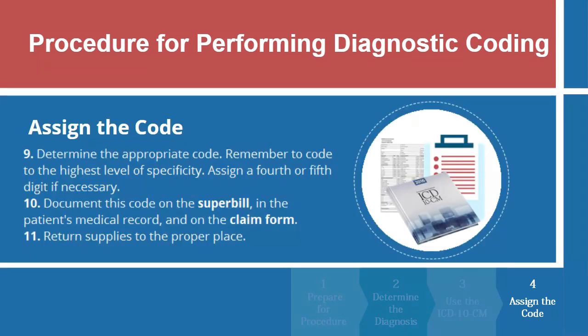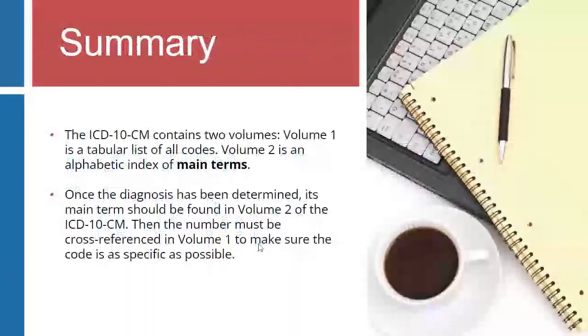Assign the code, which you're going to enter on the claim form, okay? Now this here is saying document this code on a super bill in the patient's medical record and the claim form. This is for those instances where you have to fill out the super bill, okay? So again, perfect scenario, the provider has already filled that out, all right? And then you're going to write that information on the claim form. And again, you guys know the claim form is what we fill out to send to an insurance company so the provider can be paid or reimbursed, okay? Once you do that, you're going to return the supplies to the proper place.